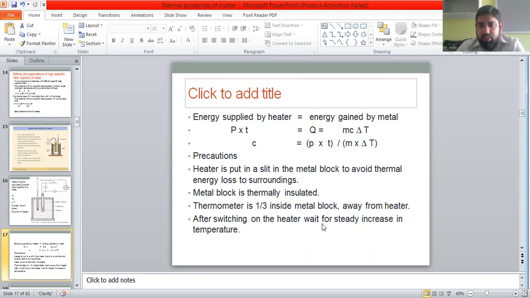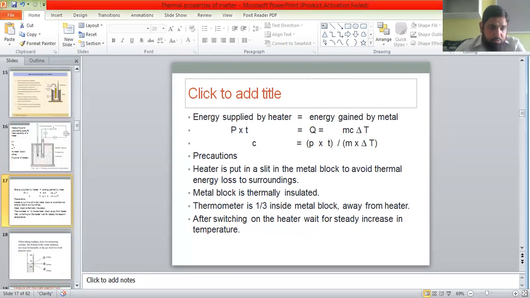After switching on the heater, wait for a steady increase in temperature. When you have switched on the heater, do not start the stopwatch right away, because it will take some time for the heater to provide thermal energy to the metal block, and the metal block will be giving its temperature reading through that thermometer. So this process will take some time. You can start it after a minute. When you see some steady increase in temperature on your thermometer, then you can start your stopwatch.